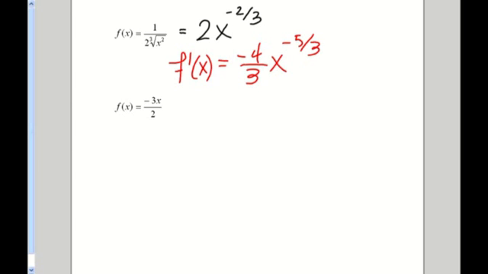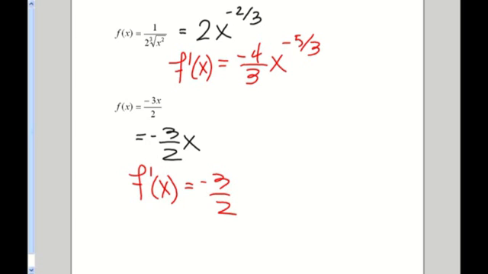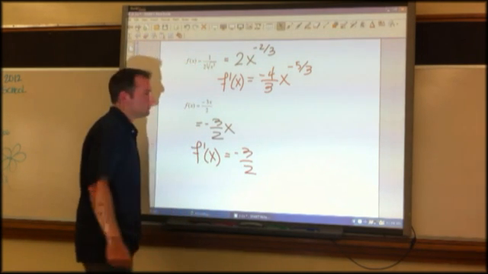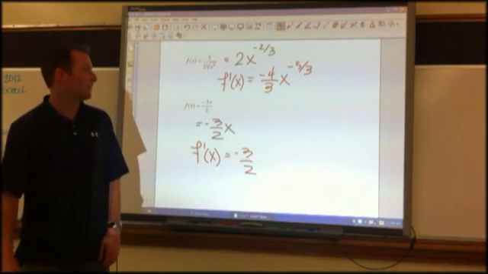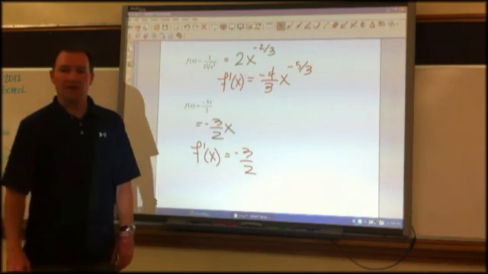And then down here, this one's actually easier than it looks. 3/2 x, the derivative of that, is negative 3/2. So hopefully that helps. I know there's a lot of quick exponents and negatives and fractions. Just watch it a few times if you're having a hard time following.